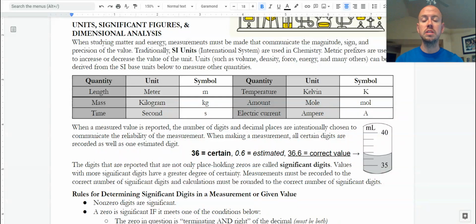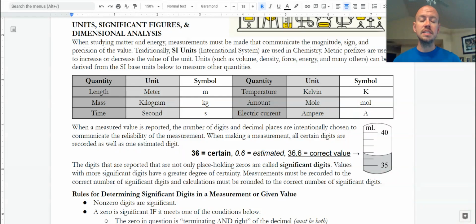So, some key ones that we use a lot, we think about mass to measure how much of something. We think about moles when we're thinking about how many things are there. When we're looking at temperature, we measure that in Kelvin. And obviously, we can measure things in terms of time.